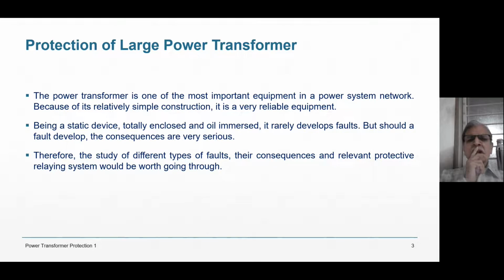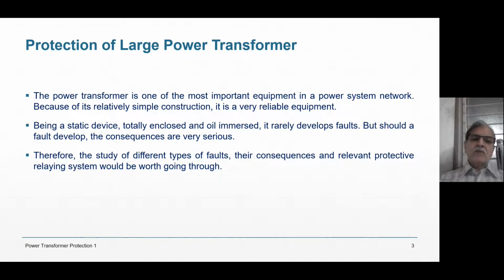Power transformer is a very important equipment, but its construction is very simple. So usually it is very reliable. And because it is a static device, you see, generator is a rotating device. Induction motor is a rotating device. Transformer is a static device, and therefore it is also totally enclosed. You see, the tank is completely enclosed and oil immersed. Therefore, the faults are rarely developed.